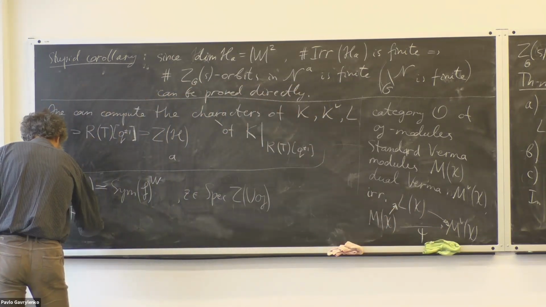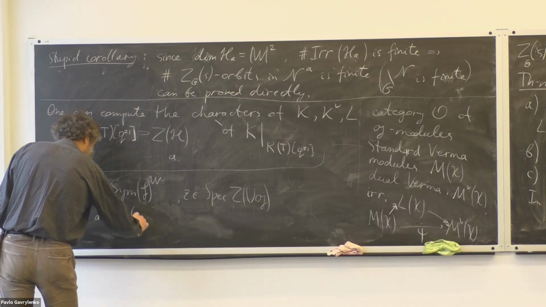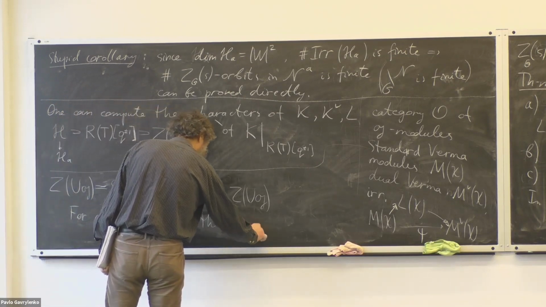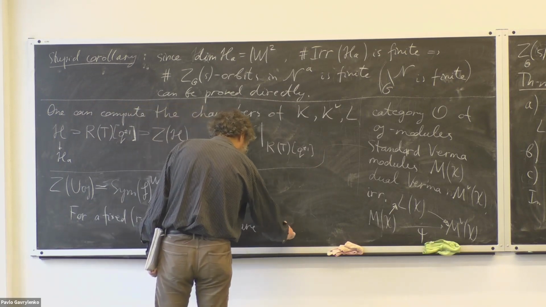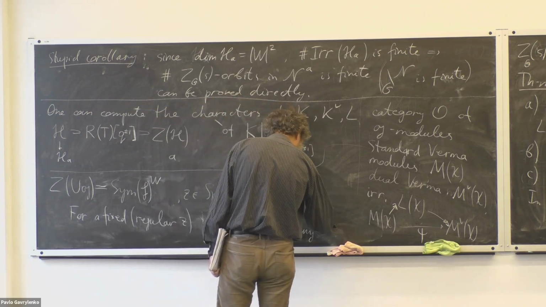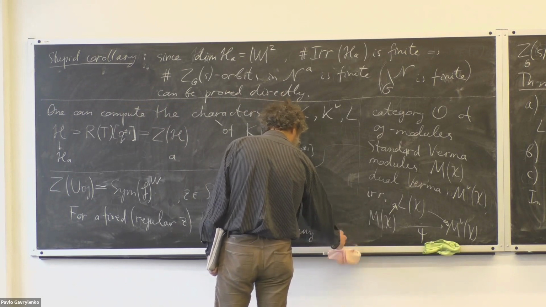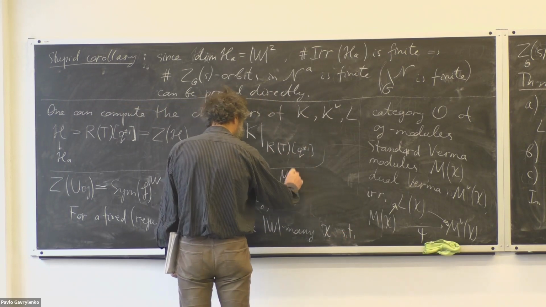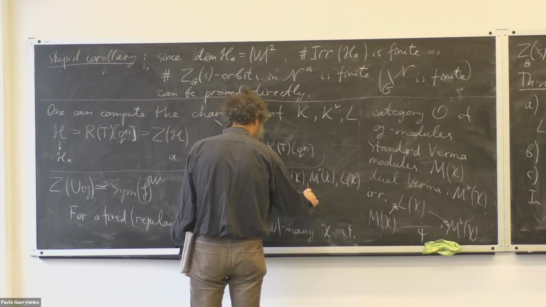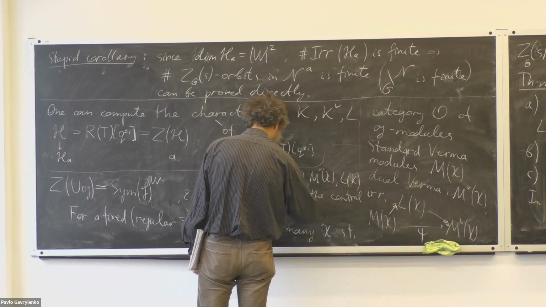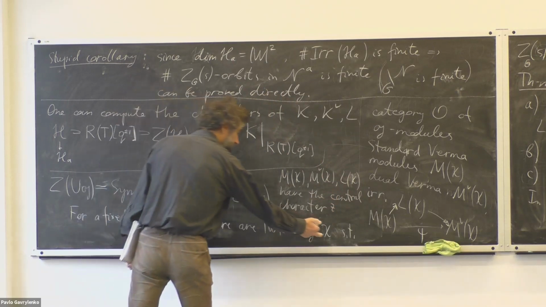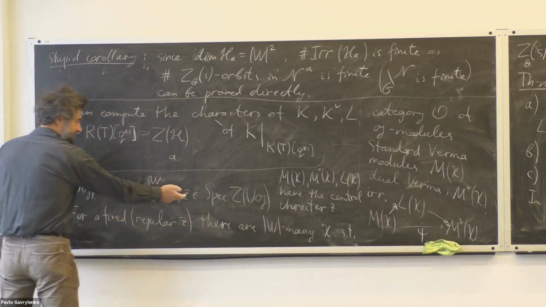If we fix the central character, we don't know exactly what the character of M and L is. So for a fixed, say, regular Z, there are W many chi such that M of chi, M dual of chi, and L of chi have the central character Z. I mean, these chi's are all lying in the same W orbit corresponding to this Z.